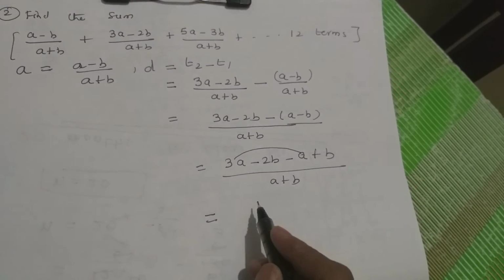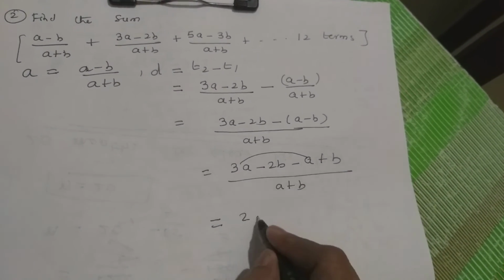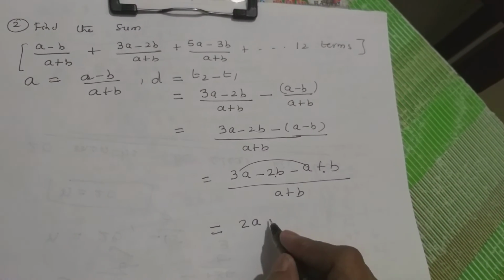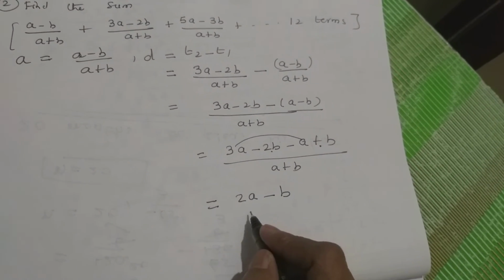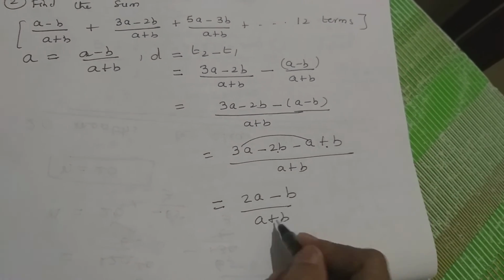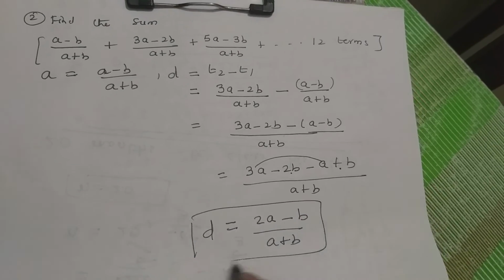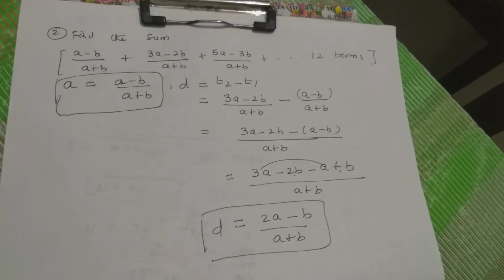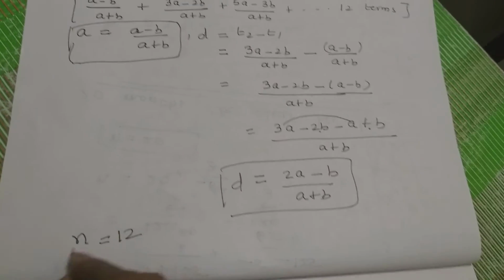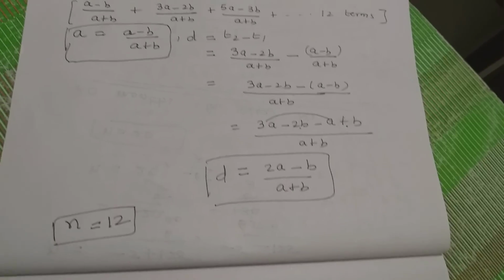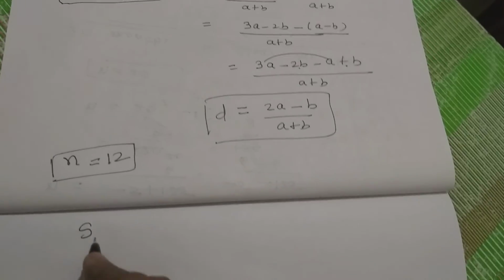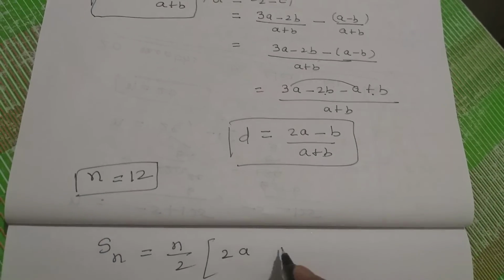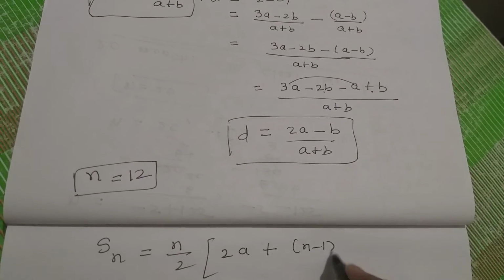Now a and a, like terms, 3a minus a is 2a. Like terms only we can simplify. Then minus 2 plus 1 is minus 1b. So minus 1b can be written as minus b by the LCM. So this is your d. Now you have finished finding a and d. Now n is given here as 12. So we are going to find S12 using the Sn formula. So Sn equal to n by 2, in AP, your formula is n by 2, 2a plus n minus 1 into d.